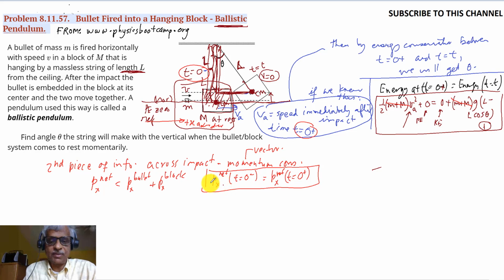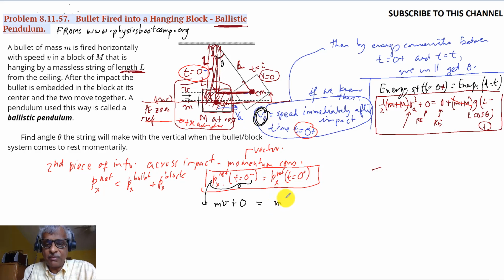Now for p_x equals, this one is very easy. The left side is easy because this guy is at rest, the block is at rest, that gives me 0, and this gives me positive mv. So this is m little v plus 0. But after the impact, both of them, block as well as bullet, are moving at V_A together. They're moving at that speed. So I have m V_A plus big M V_A, moving together. So this will give me V_A, and I can plug in there and I get theta. So let's work that out.